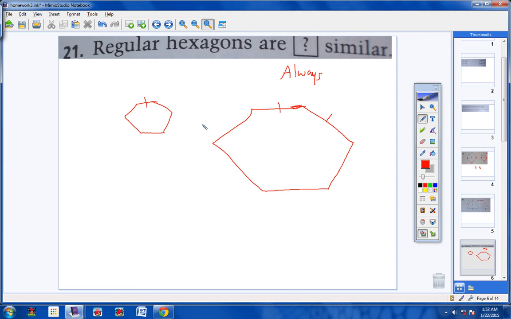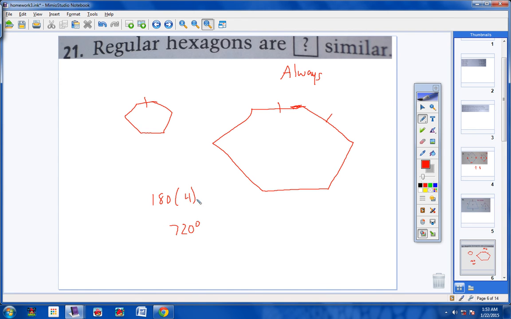We know that because we know that to find the sum of all the interior angles would be 180 times n minus 2, 6 minus 2, 4, 720. So we know if we add up all 6 angles, we get 720.